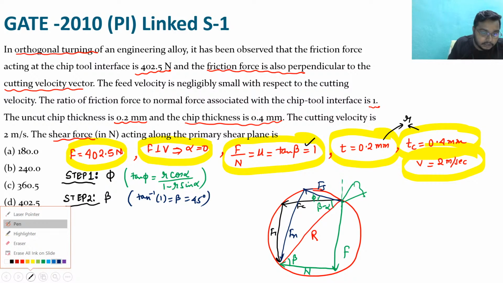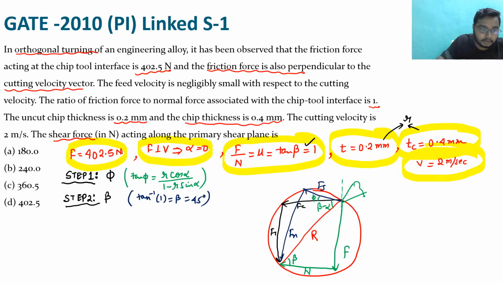Now see in this figure, what would be R? How can you find the R? You know F, you know N, because F and N both are equal, that is F is going to be 402.5. So step 3 is to find the value of R. And how can you find the value of R?